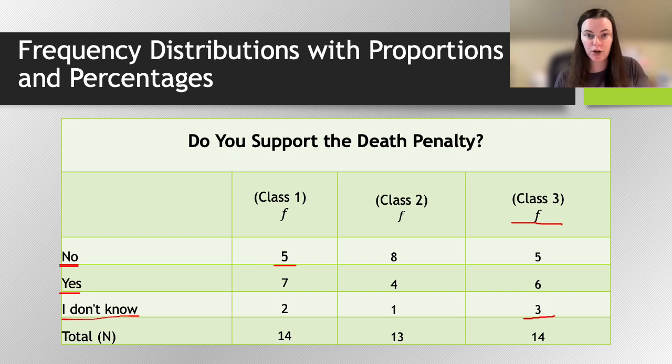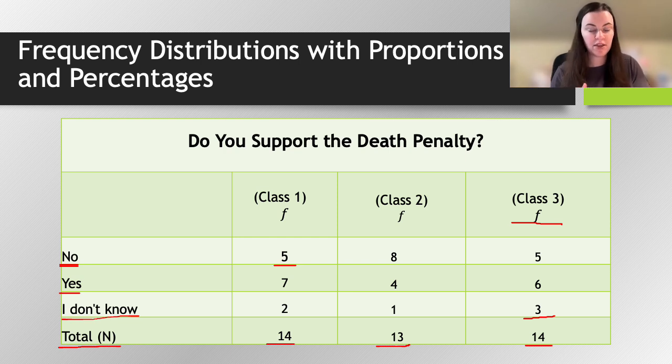The last thing I want to note about a frequency distribution is our total row here at the bottom. What this does is explain to us the total, or how many individuals responded to a given survey. In this case, in Class 1, we had 14 students respond. We had 13 students in Class 2, and in Class 3, we also had 14.